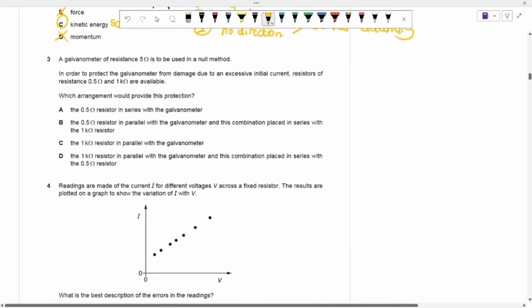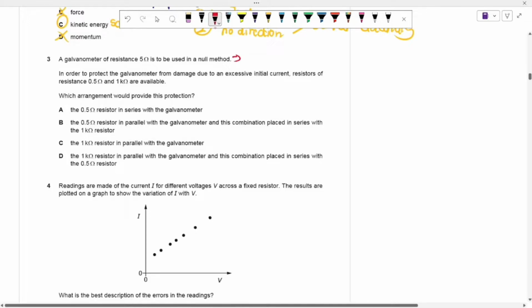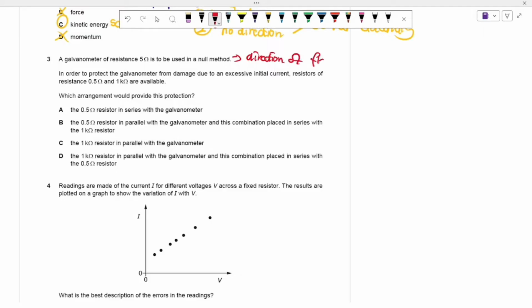Moving on to question 3, we are given a galvanometer. Basically, a galvanometer is just used to show the direction of flow of current. So it's just used to show the direction of current. What you're going to have is something like this, which consists of a little arrow, and that is going to deflect whenever there is a current that is going to be measured.